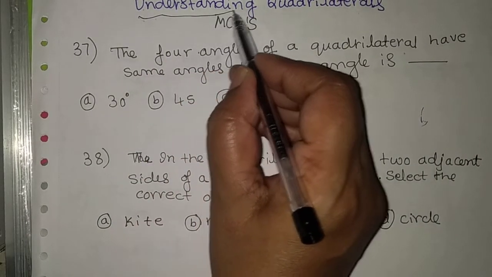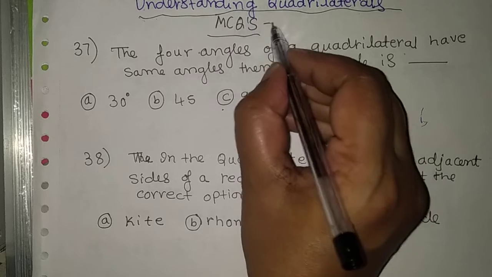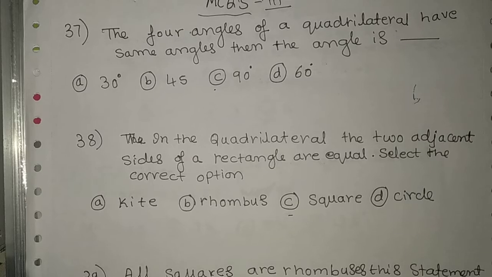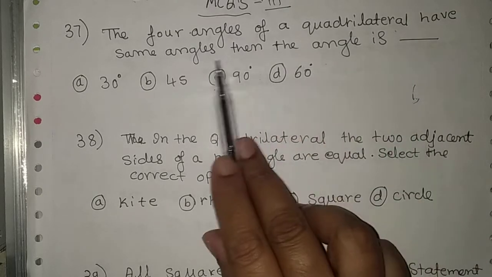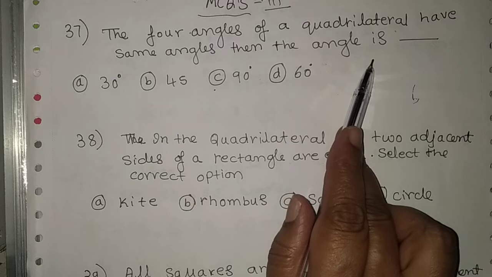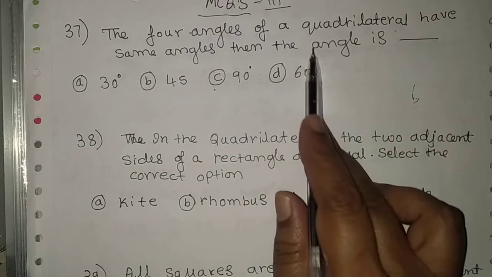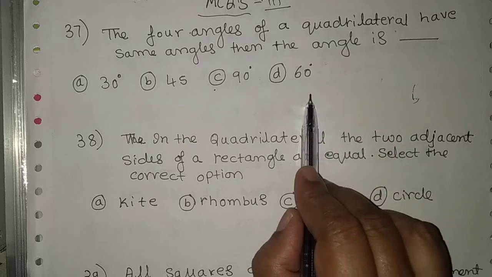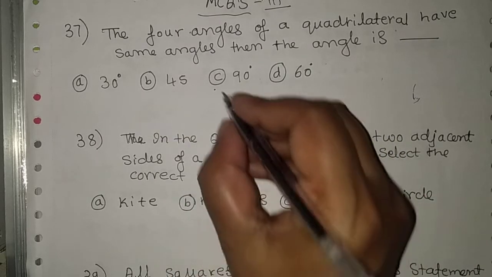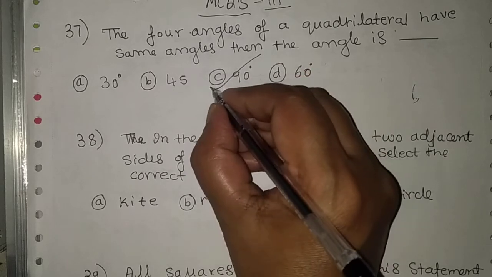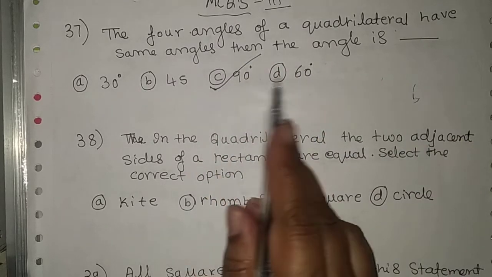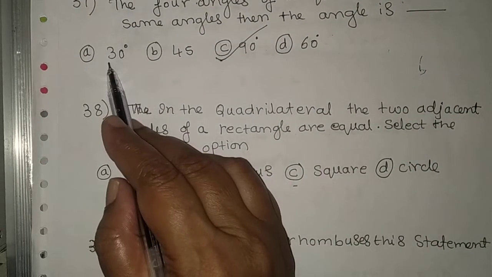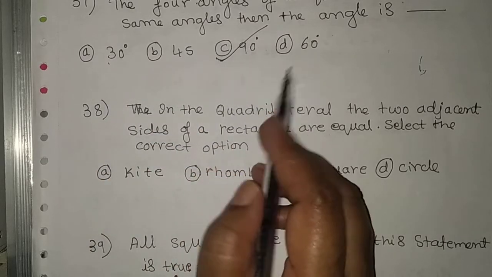So in the 37th problem: the four angles of a quadrilateral have the same angle, then the angle is. So the four angles of a quadrilateral will be having the same angle. So what is the answer in these options? The answer is 90 degrees. 90 degrees will be the equal angle of a quadrilateral. Seeing all the options, 90 is correct. 90 degrees.